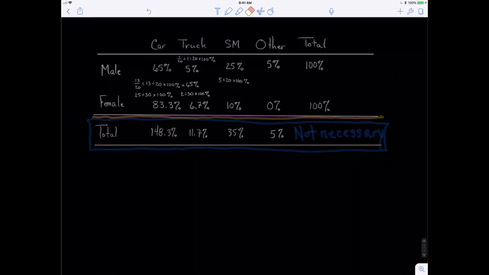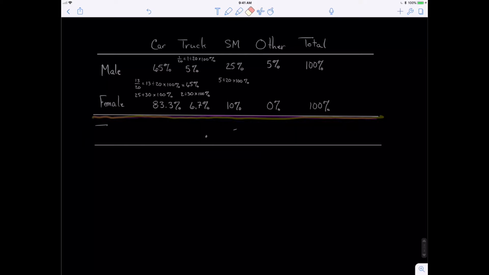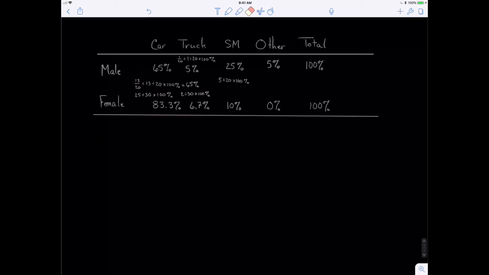Now, we said that this bottom row is not necessary, that it doesn't provide any useful information. So let's just get rid of it. I have to admit that's kind of satisfying to do. So this is all the information that we need to work with. And just for the sake of clarity, let's remove our extra scratch work there. And that's our final result.